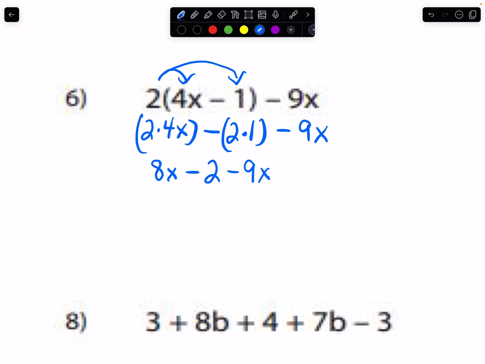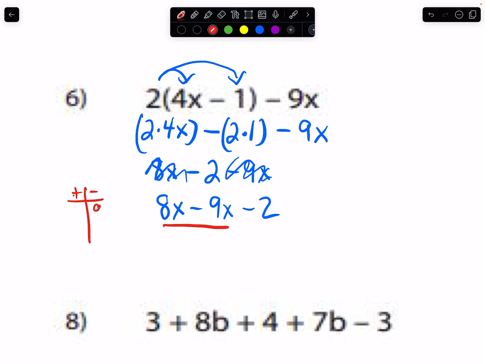So now we're going to rearrange. So 8x comes down, minus 9x, minus 2. I'm going to combine these two by, in case I need it, my positive team, negative team. Negative team scores 9, positive team scores 8. The negative team wins, so I'm sticking it out front by 1. And so negative 1x minus 2. The correct math way to write it would be negative x minus 2.